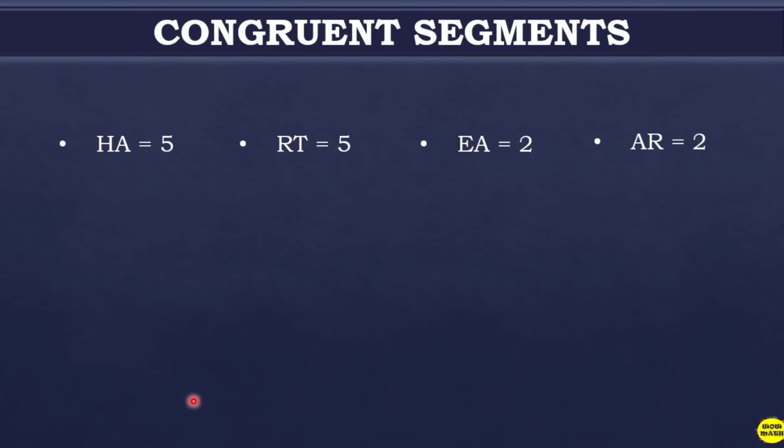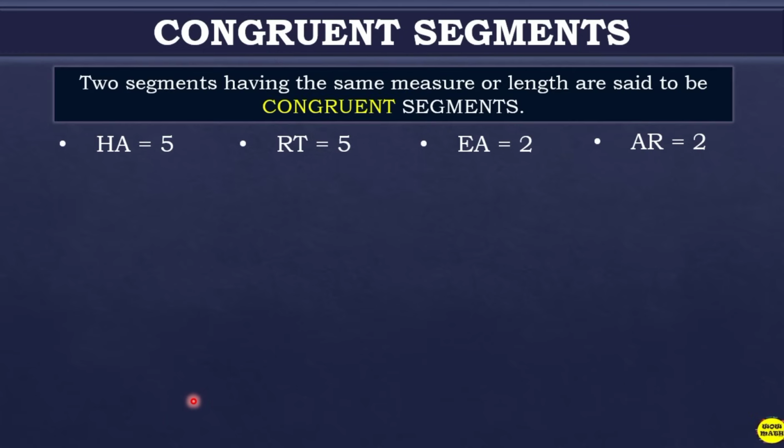So ito yung nakuha natin kanina. Now, ano ba itong mga to? Kung mapapansin ninyo, meron pare-pareho sila. Okay? Meron silang kapareho. Ano bang tawag natin kapag ganito na merong mga measures na pareho sila or equal? Okay? So, two segments having the same measure or length are said to be congruent segments. So, we can only consider segments that are congruent if and only if their measures are equal.